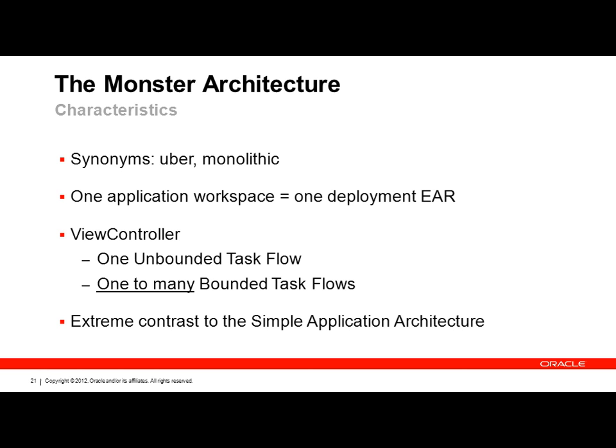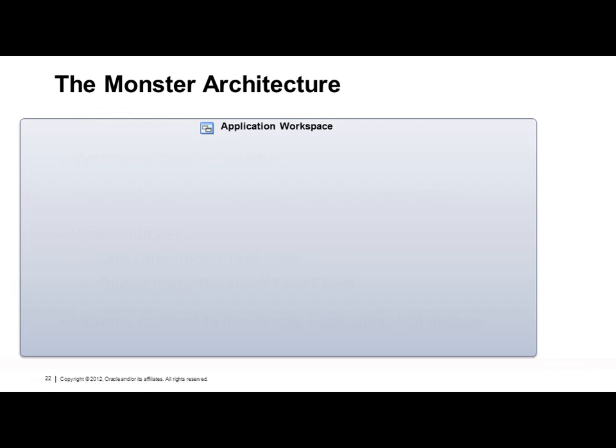Ultimately, this architectural pattern still has one workspace and one deployment ear, but of significance, unlike the previous pattern, while we still have an unbounded task flow, we now introduce bounded task flows, and we might have one too many of those. The sky's the limit in terms of the amount that you have. And because we introduce these bounded task flows, it is now really an extreme contrast to the simple application architectural pattern. We'll see that the application can actually get significantly large, i.e. monolithic or Uber.